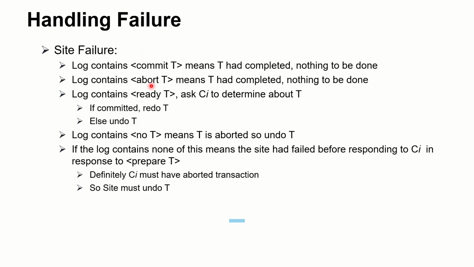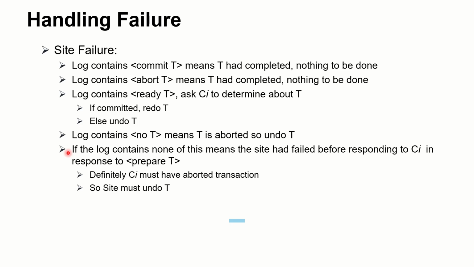If that site does not contain any commit or abort record, then it will look for the ready record. If the ready record is in its log, then it will ask the coordinator whether the transaction has been committed or aborted. If committed, redo T, and else if aborted, undo T. If the site does not contain even a ready record, then that site hasn't replied back. If the log contains abort, it means it is aborted.